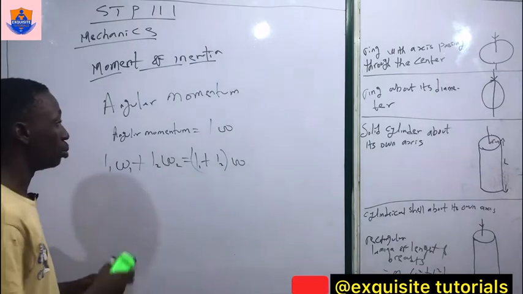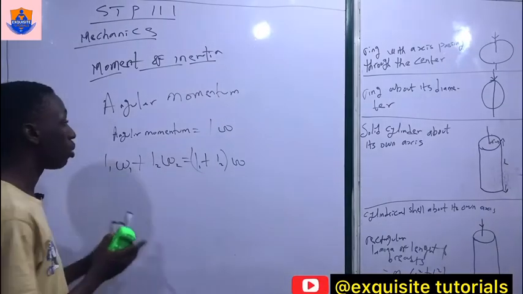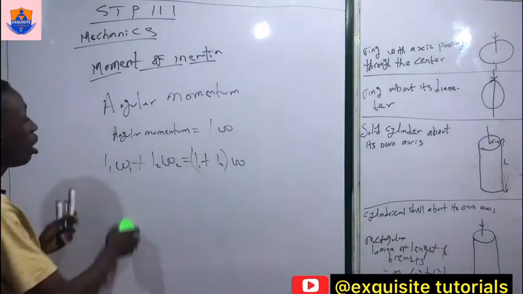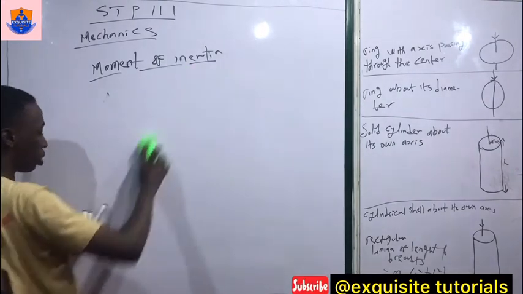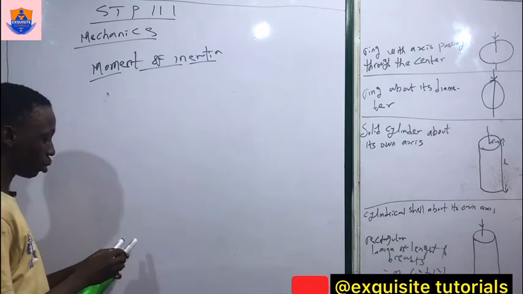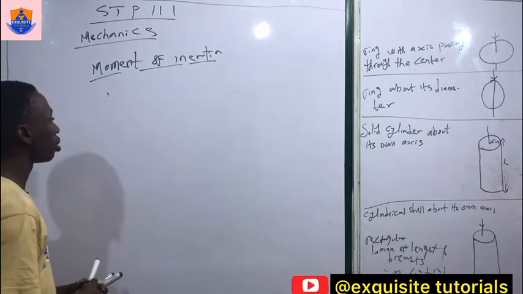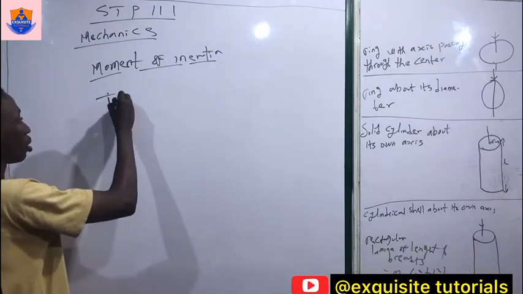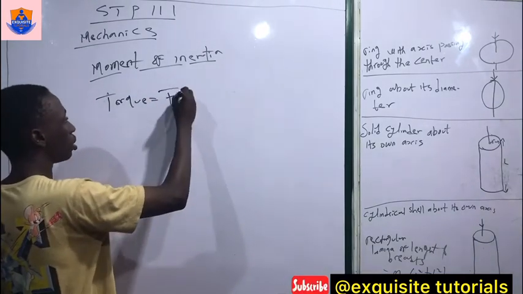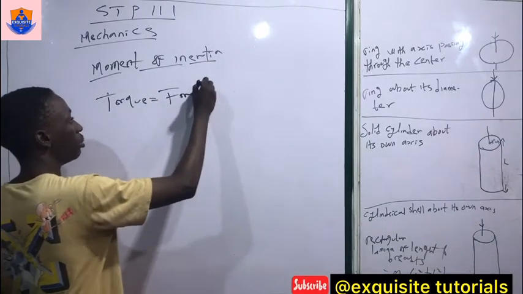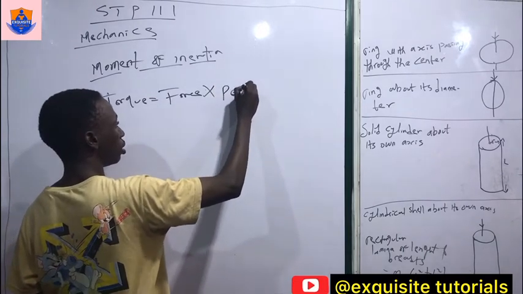In almost all questions you will see examples of how to use the formula of angular momentum. And we also have torque. Torque is equal to force times perpendicular distance.